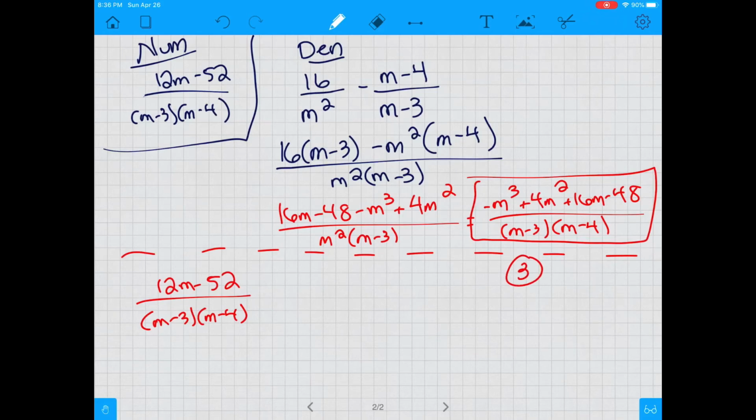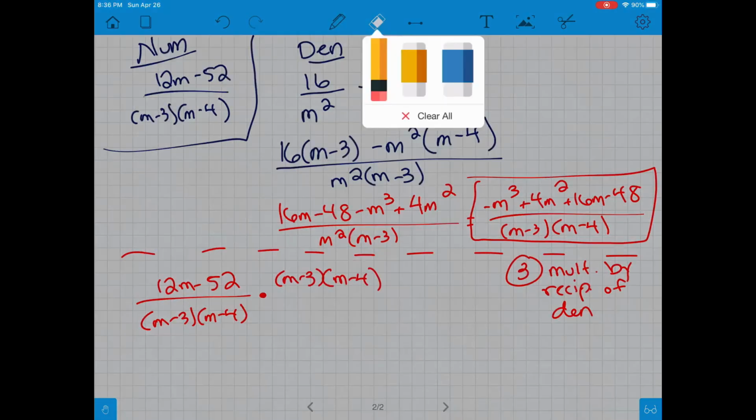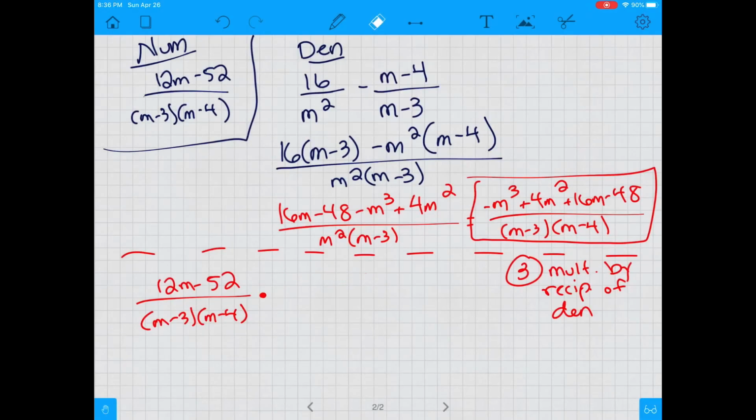All right, so I'll put it as step 3. We're going to multiply by the reciprocal of the denominator. Now if I flip my denominator, m minus 3 times m minus 4, whoops, I actually made a mistake there. Look at that. This isn't an m minus 3, this isn't an m minus 4. This is an m squared. Oof, that could have been bad. So times m squared times m minus 3 over that big mess now.